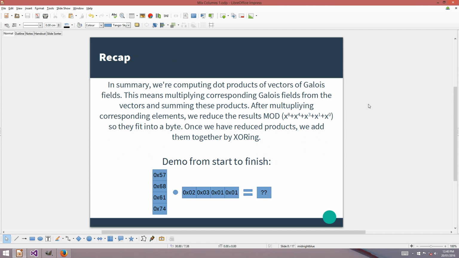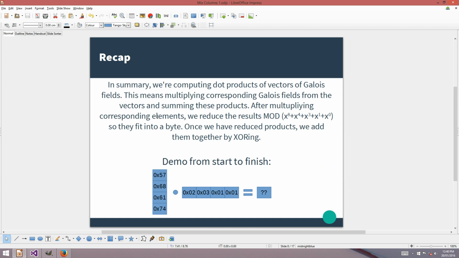All right, so as a recap, and this is probably going to take half the video. In summary, what we're doing is computing dot products of vectors of Galois fields, because later on, next video, we need to multiply matrices, and that's just a whole bunch of dot products. What it means is multiplying corresponding Galois fields from vectors and summing the products. And we know already that our vectors are going to be multiplied against the Galois fields of 2, 3, 1, and 1.